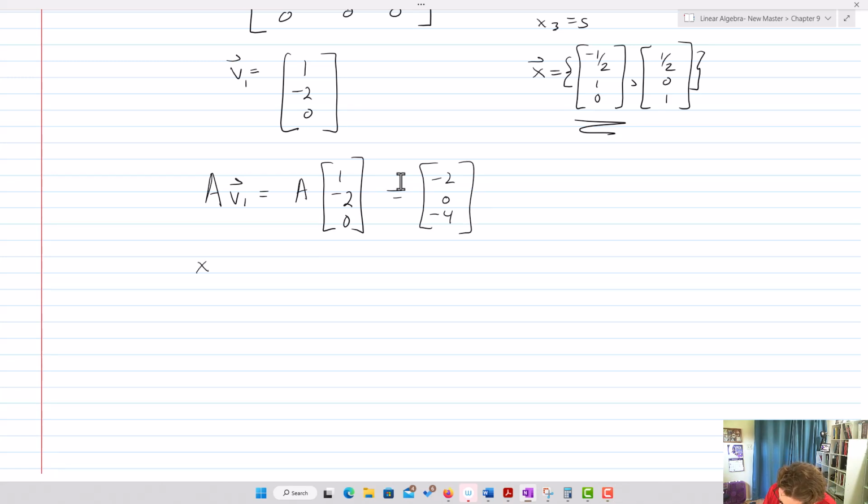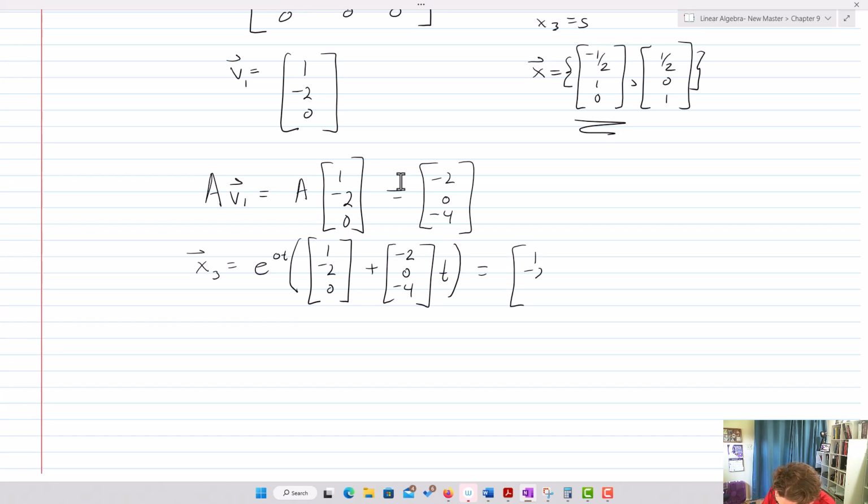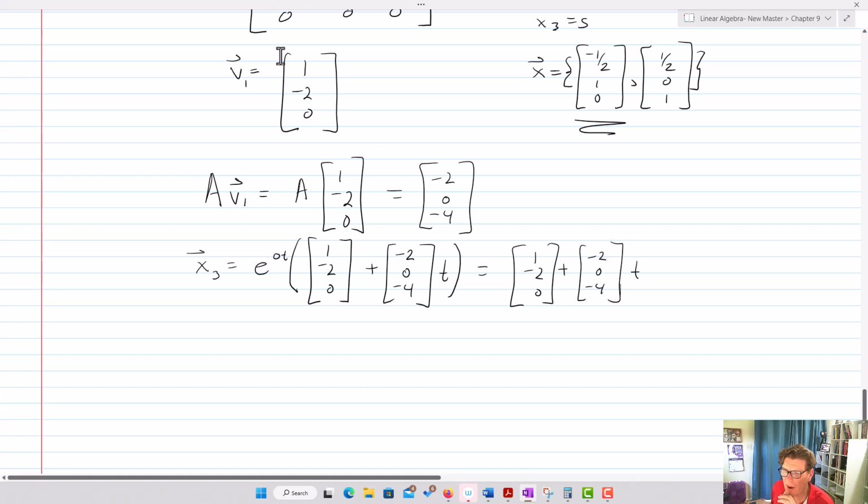So my solution here, call it x3, is going to equal e to the 0t, which is just going to be a 1. And it'll be 1, negative 2, 0, that's v1, plus negative 2, 0, negative 4, t. Or, better yet, just 1, negative 2, 0, plus negative 2, 0, negative 4t. We'll now add that into our other two eigenvectors and eigenvalues.